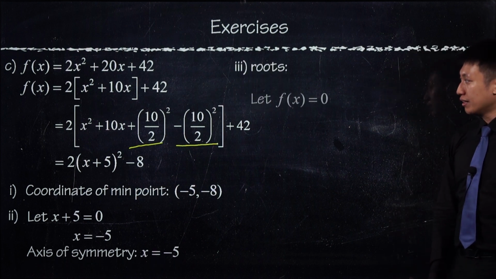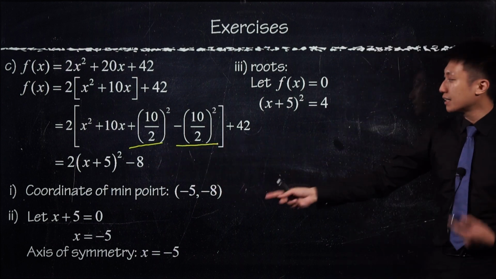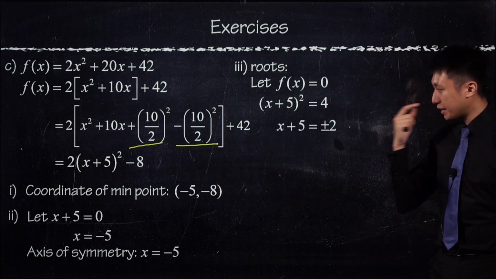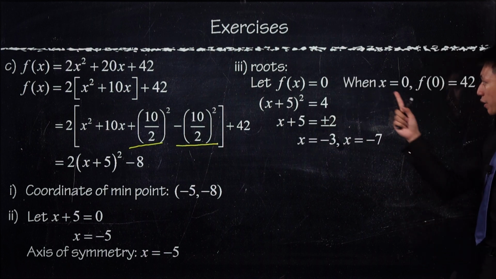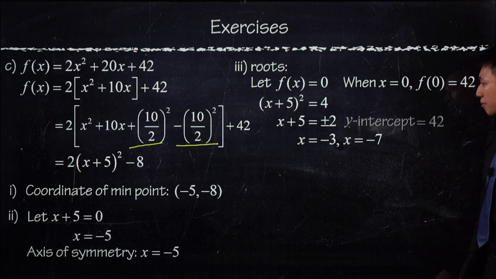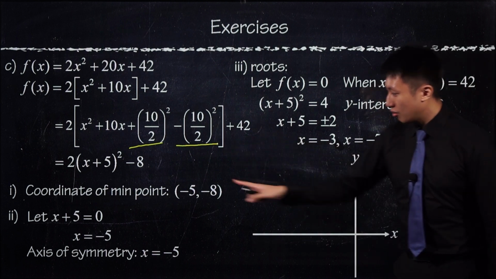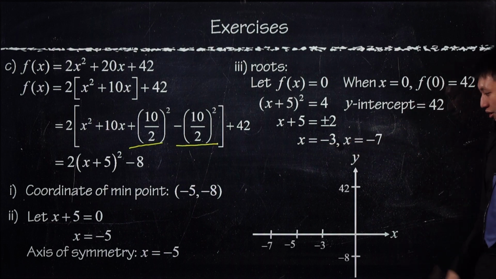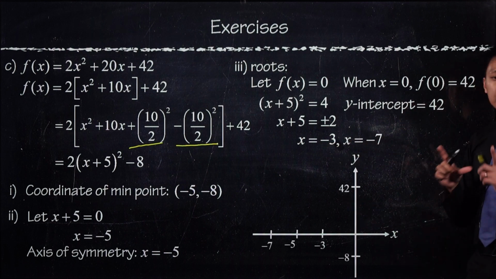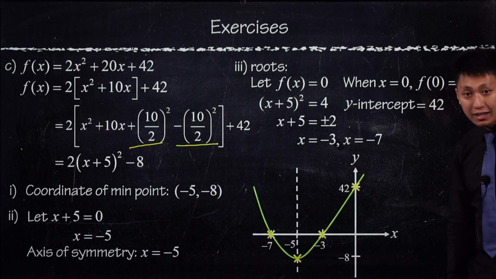Roots, solve for it, let this one equal 0. Meaning that I move that one over to the other side, then divide by 2, and I get this one, plus minus, get these two. And also y-intercept, when x is 0, f(0) is 42, so my y-intercept is 42. I plot all these points here, 1 point, 1 line, and 2 points, 1 point, all here. Then I draw a smiley face. Okay? So I got this.